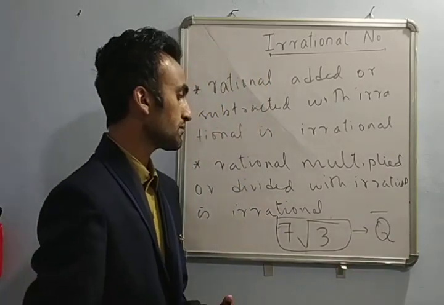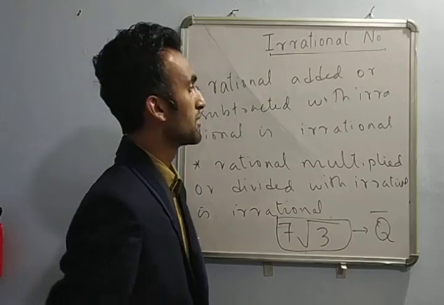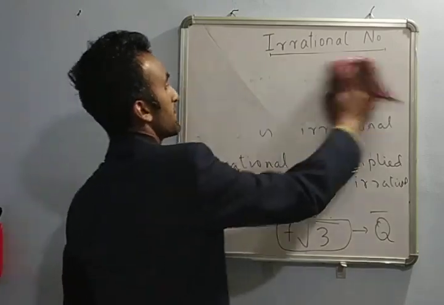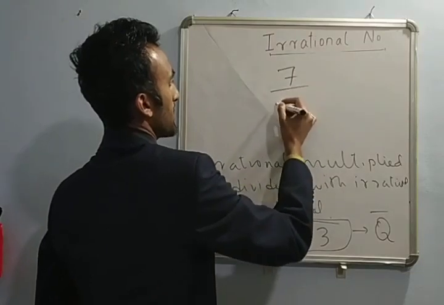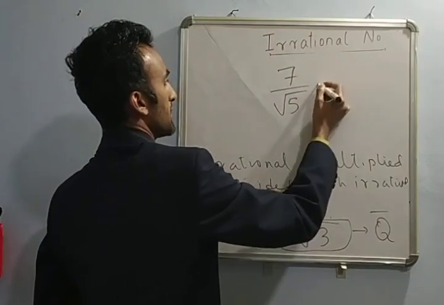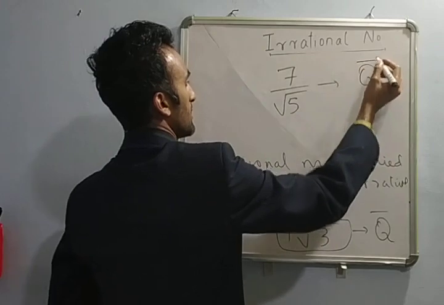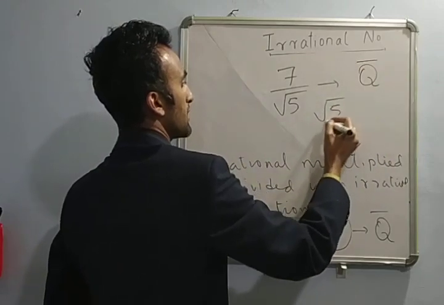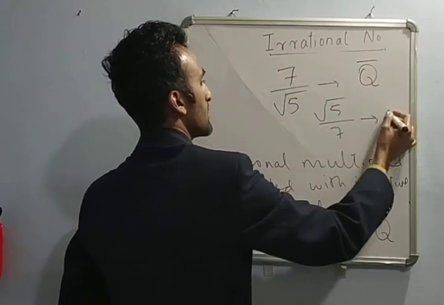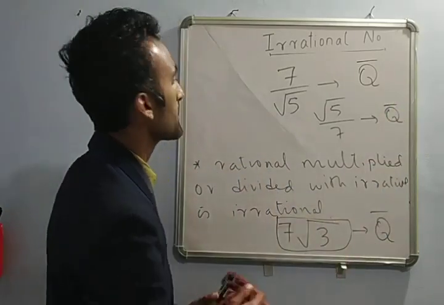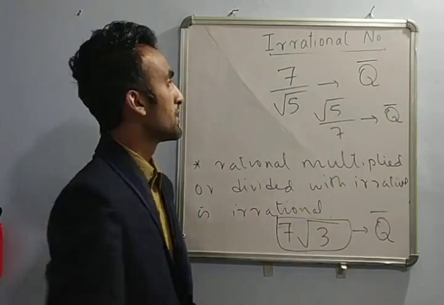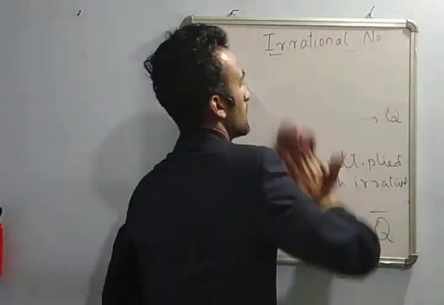Remember that. Same case with division. Rational divided by irrational, like 7 divided by root 5, the output is irrational. Or root 5 divided by 7, it is irrational. Remember these small points so that you will not have any problem in future.